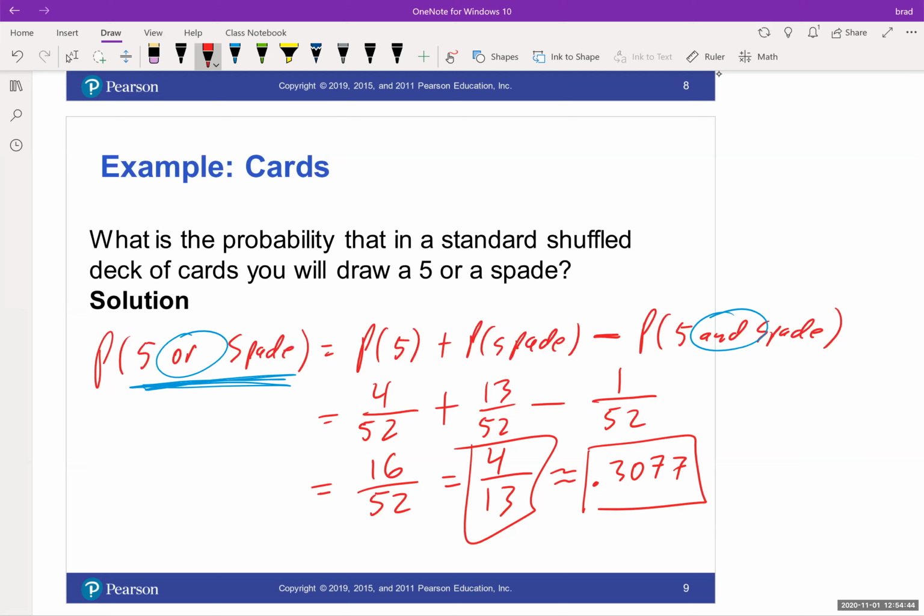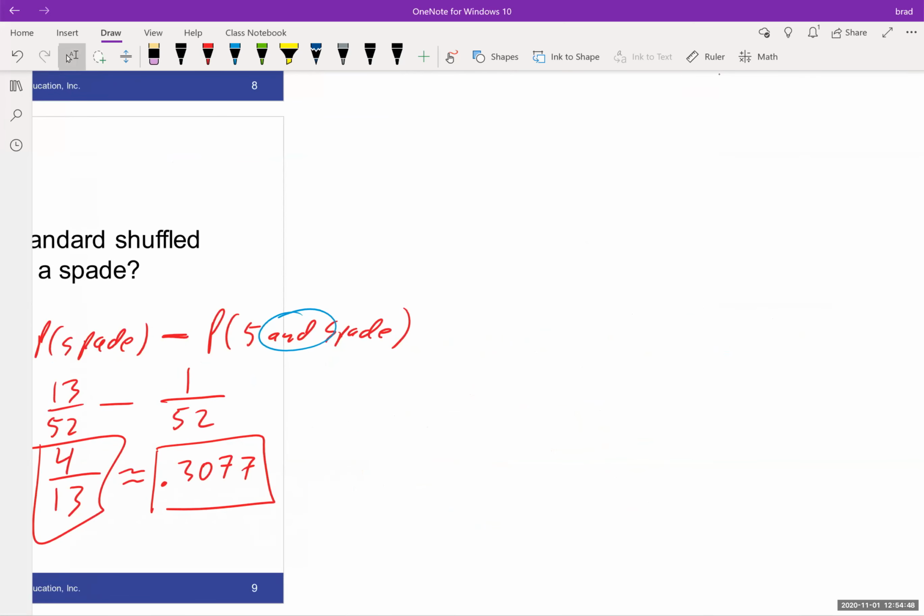Okay. So this is pretty straightforward. Let's take it back to the other problem I had done earlier, where I said, find the probability of a face card or a king.